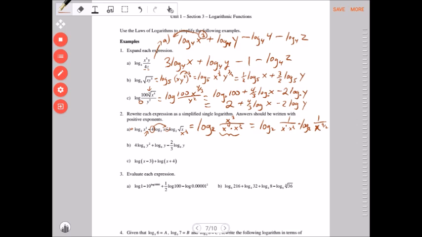All right, so that's how you simplify that one. Okay, so part b, pardon me. That 4 is going to jump up onto the y squared. Log base 6 of y, that's got nothing. The 2/3, that's an exponent on this y. So that's going to jump up.